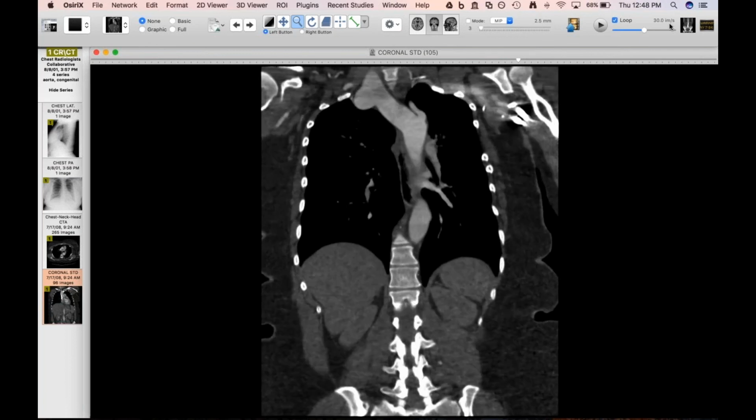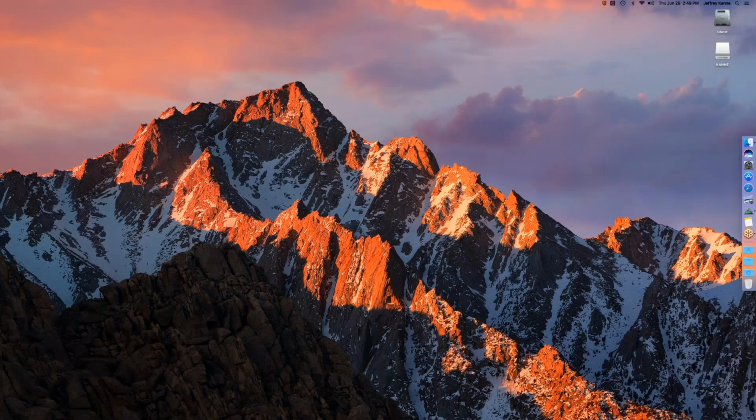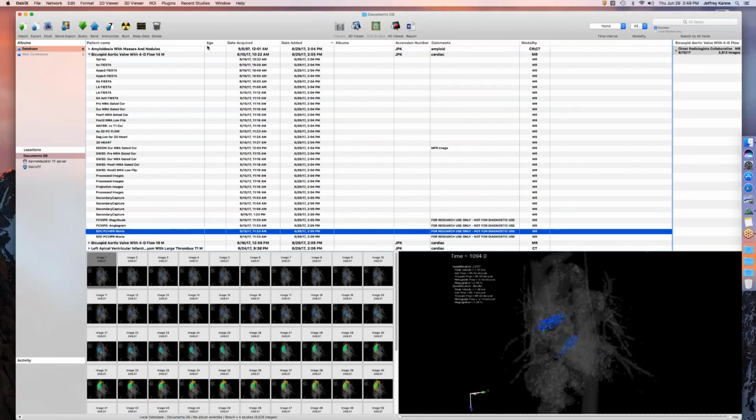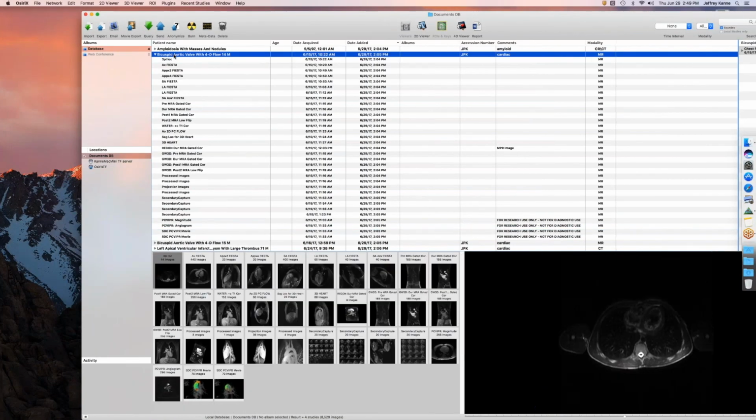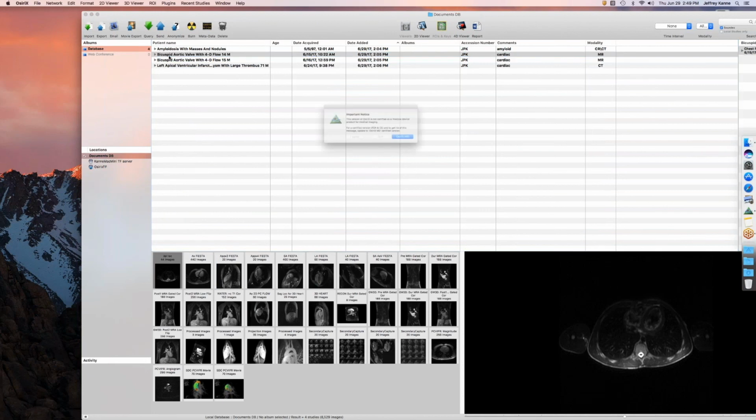Cool. Well, I will stop there and let Jeff show whatever he has. I'm going to continue along this theme of aortas. I've got two cases here. I'm going to start with one of them. Let me load it up.